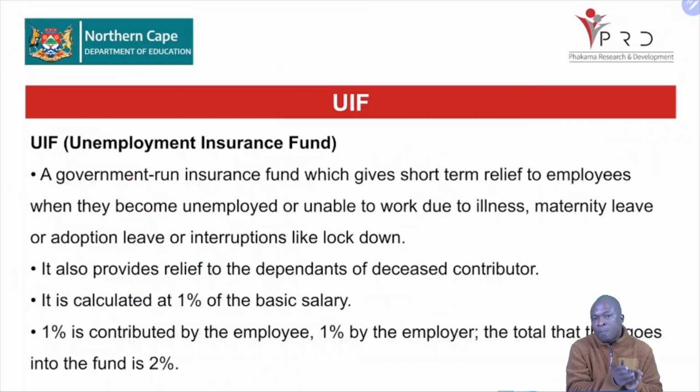Remember what I said already. UIF is a government-run insurance fund, insurance scheme. Employee pays 1% of the basic salary. The employer also tops up another 1%. So let's say the 1% was 110 rand. Then the employee pays 110, the employer pays 110. So it's going to be 110 plus 110, which is 220. That's what goes to the fund, meaning what is going to the fund is 2%.